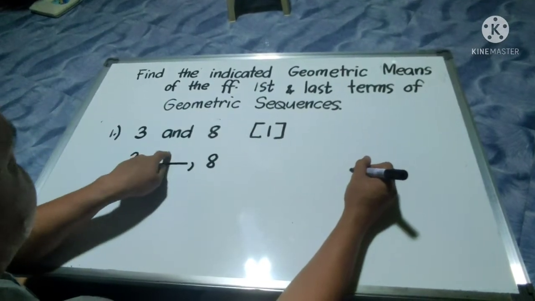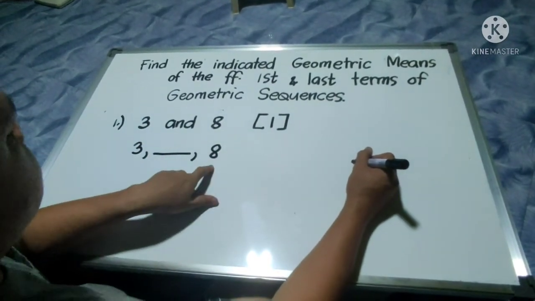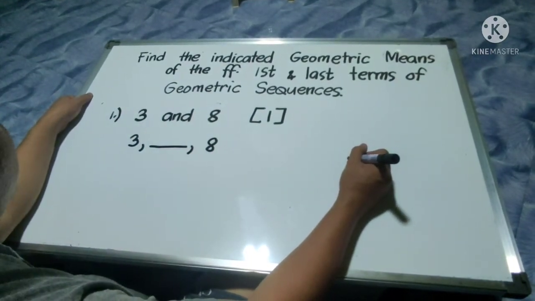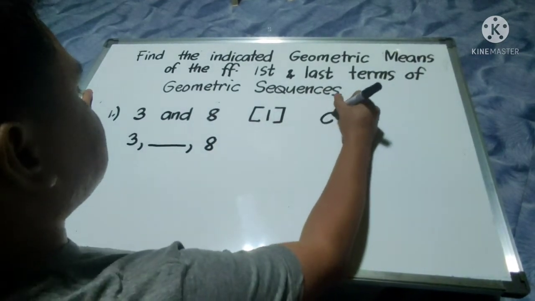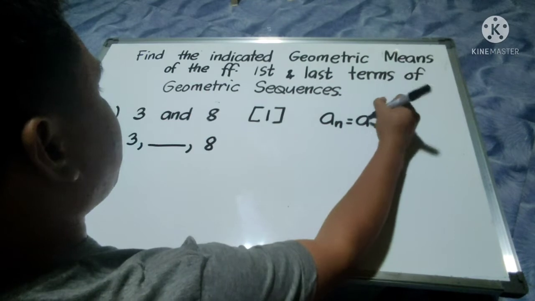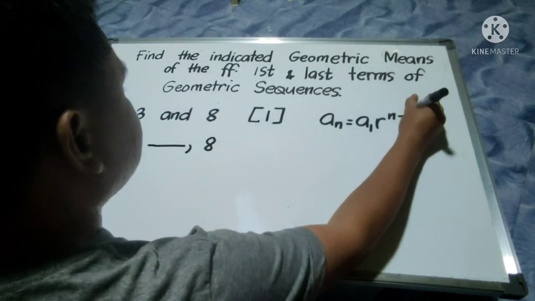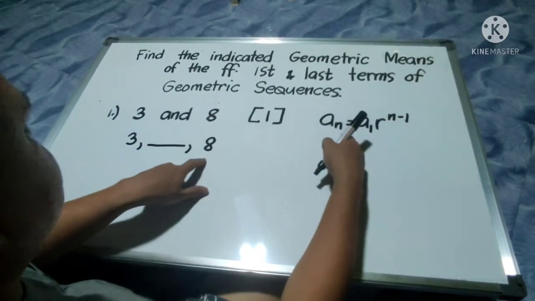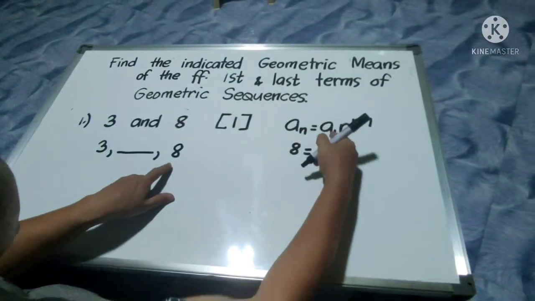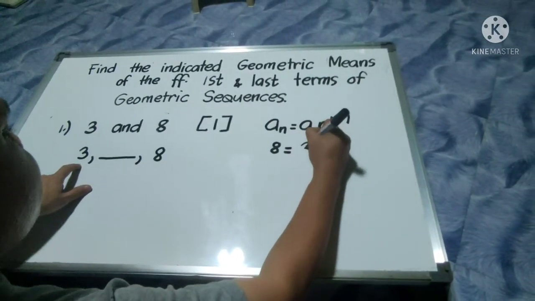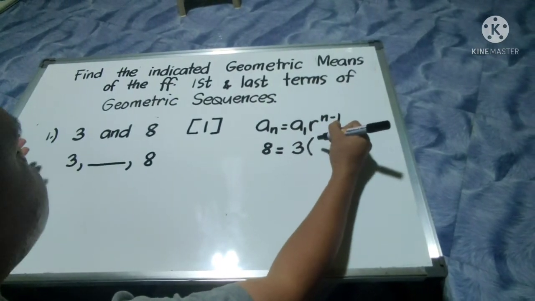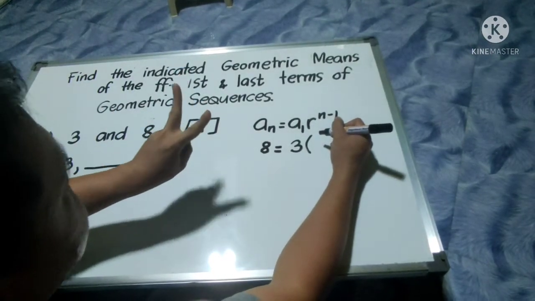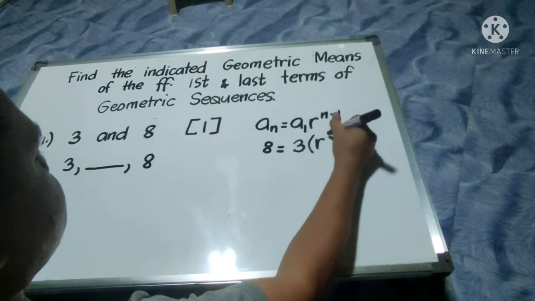So to be able to give the geometric mean of 3 and 8, we need to look for the common ratio. And to solve for the common ratio, we will always go back to our formula, which is a sub n is equal to a sub 1 r to the exponent of n minus 1. So in this case, our a sub n, or our last term, is 8. Our a sub 1 is 3. Do we have r? We don't have r, because r can be solved only if the two terms are consecutive.